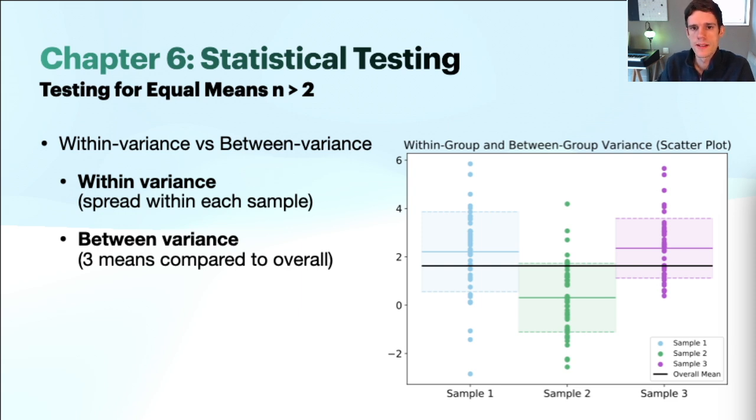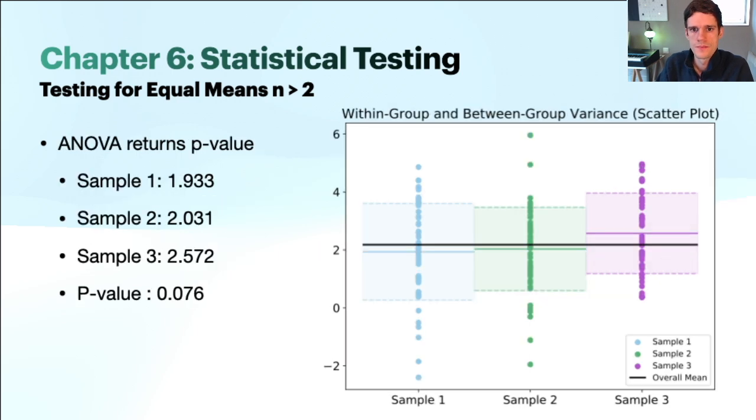So let's now look at an example of these two scenarios. In the first scenario, we compute the sample means to be 1.933, 2.031, and 2.572. Now, visually, we see that these boxes very much align. And indeed, these sample means are very close to our overall mean. And if we compute the p-value for the ANOVA test, which is given here, we get 0.076. And this is indeed very small, but still larger than our statistical significance of 0.05.